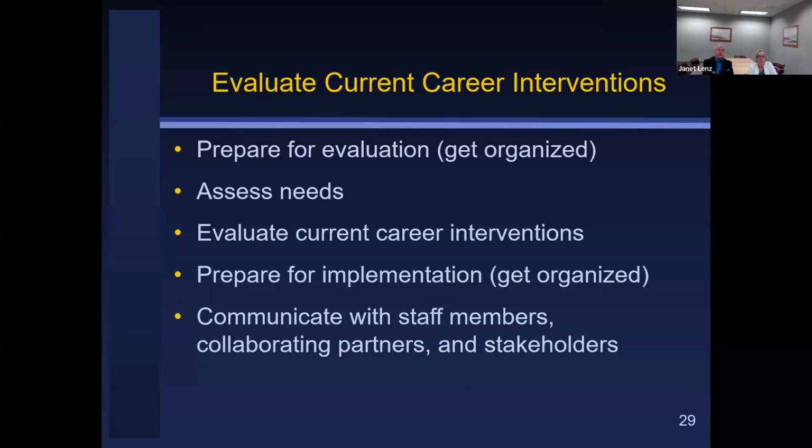evaluating current career interventions. How do you know where to go if you don't know where you're starting? Is essentially what we're saying here. And so that's the first step in the process before we start implementing an intervention, is to evaluate where we are. And first thing to do, just get organized.